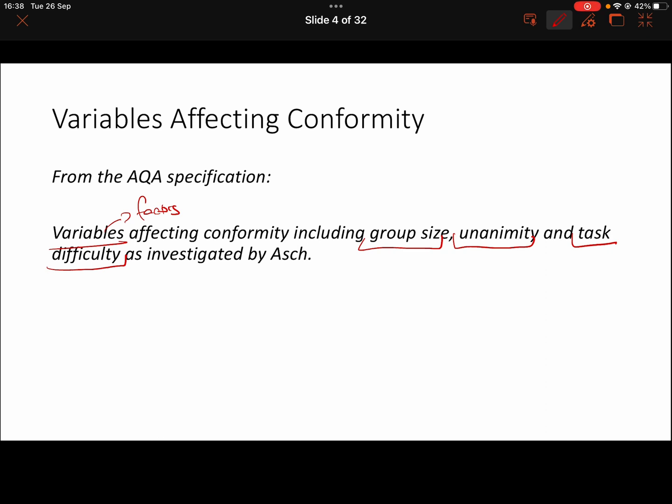I'm also in this video going to introduce you to two other studies that are not strictly replications. They weren't conducted by Asch, but they are of interest to us. We are going to talk about them now, and we're also going to come back to them again later on in the social influence topic as well.